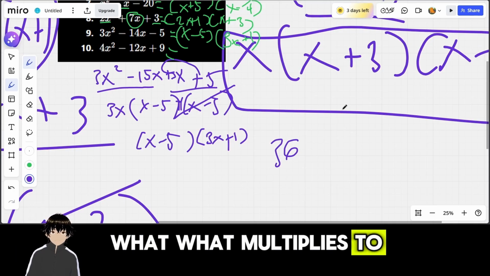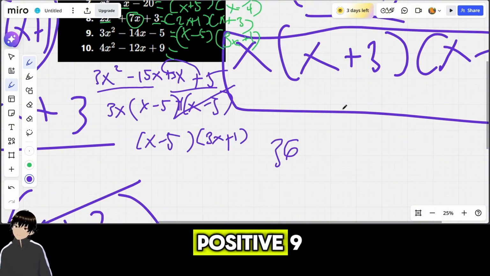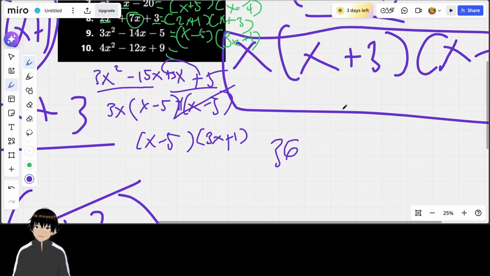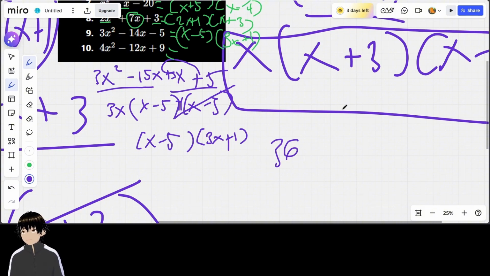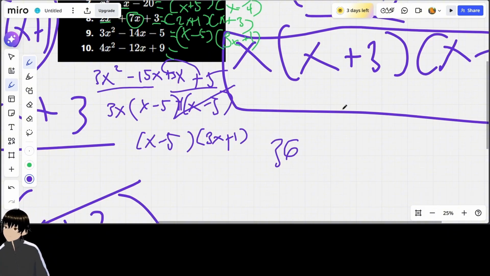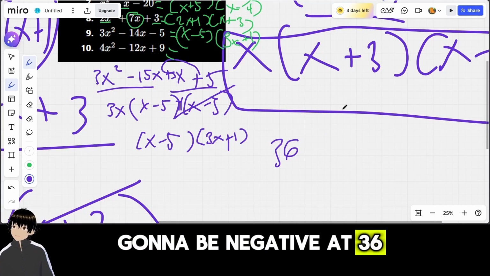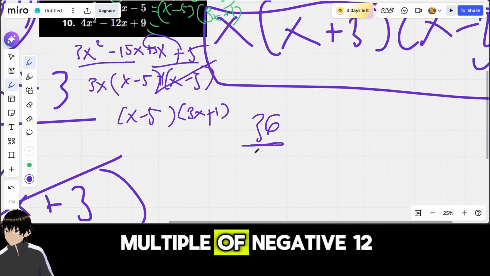What multiplies to positive 9? Let me just try this. No, that won't work. So we have to multiply A and C, so 4 times 9 is going to be negative 36. So how do we make this multiple of negative 12?